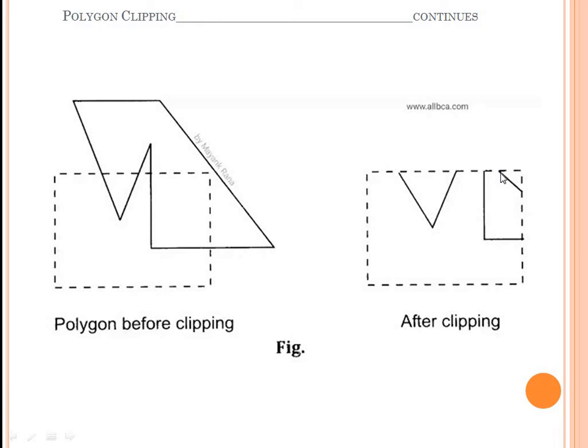The part inside the boundary is kept. The part of the polygon which is outside the boundary, we remove those lines or those points of the polygon. The only part required is inside the clipping boundary. This portion is required, and this portion is displayed on our screen. So this is after clipping and this is before clipping.